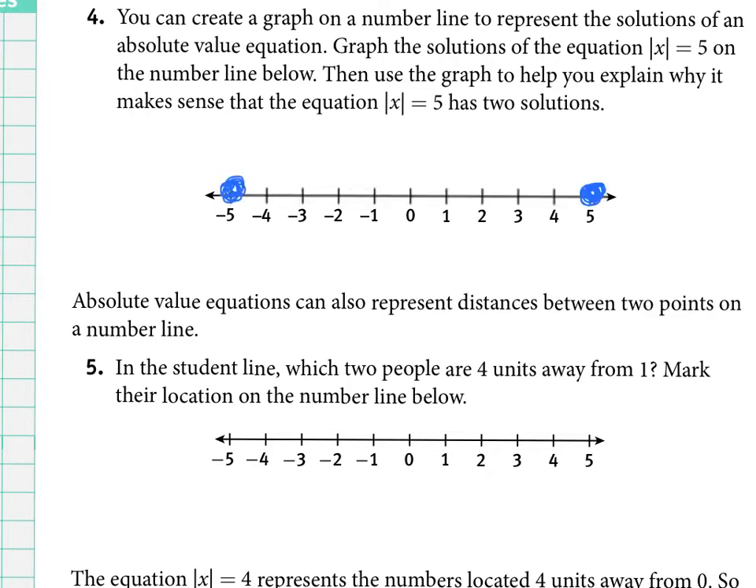Okay. You should have written something to explain that both -5 and 5 are 5 units away from 0. And the graph shows that the distance from here to here is the same distance from here to here. They're both the same.